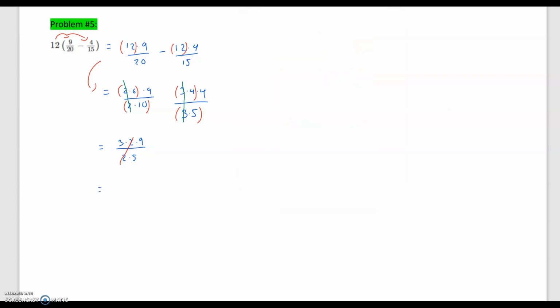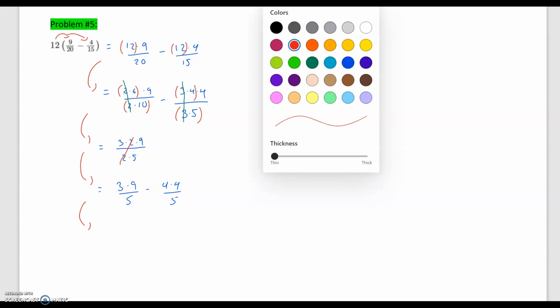on the first fraction, 3 times 9 over 5 minus 4 times 4 over 5. And let me just take another look to make sure that no values were left behind. And let me double check. Okay, I was just checking it. I paused the video because I was just checking to make sure there were no errors.